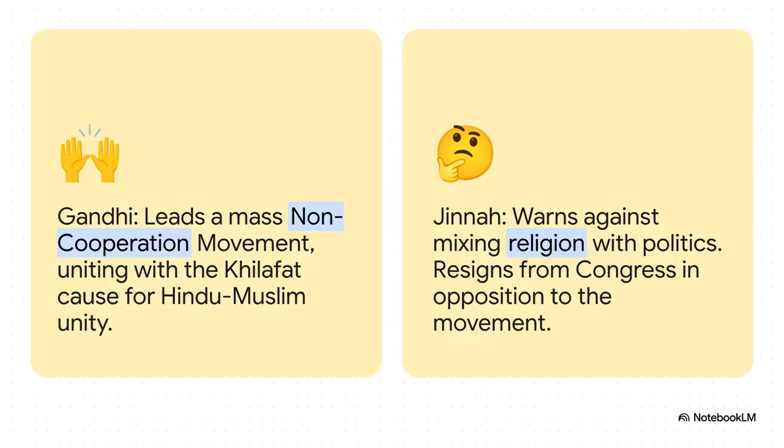And right here, you see this huge split in strategy, a real fork in the road. On one side, you had Mahatma Gandhi, who saw this as a golden opportunity to unite Hindus and Muslims. So he put the full power of the Congress behind it, launching this massive nationwide non-cooperation movement. But on the other side, you had Jinnah, and he was really worried. He warned that mixing religion and politics like this was a dangerous game, and he actually resigned from Congress because of it.